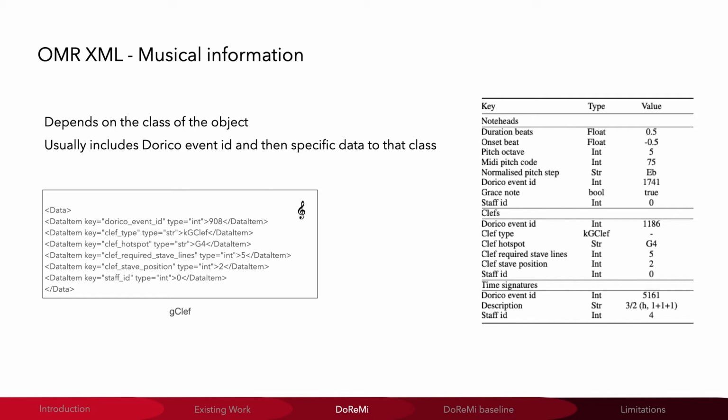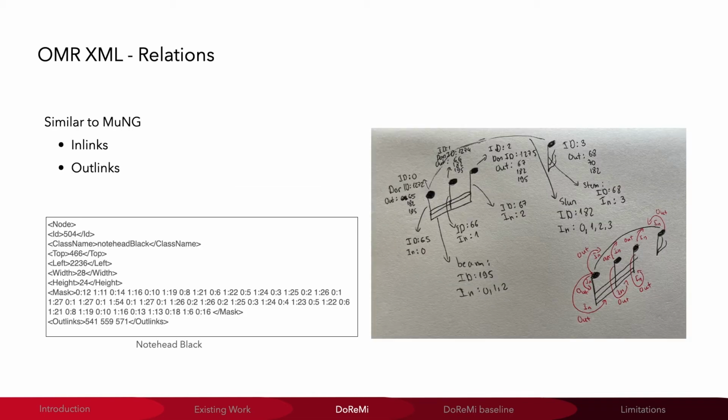As each symbol in music has very specific information, such as playable notes or interpretation symbols such as time and key signature, each class has different features or information. As an example, a clef may include an event ID, clef type, hotspot, staves required, position, and a stave ID. Playable notes such as note heads include more duration information, pitch, and so on. A detailed table of information for each symbol is in the data documentation GitHub page, which I will share in the end. We also retrieve some logical relationships similar to music notational graph, or MONG, with no order information.